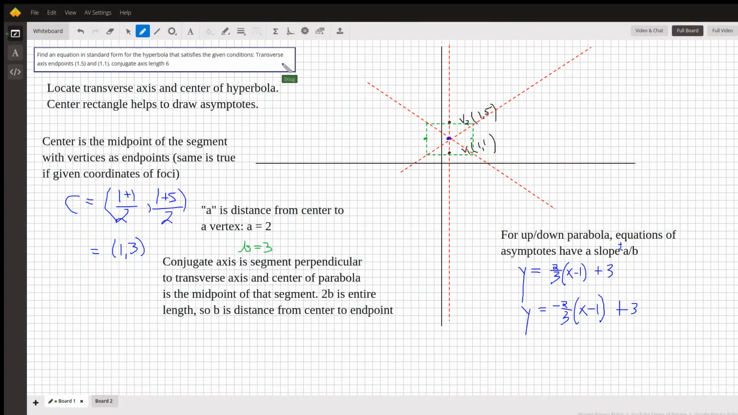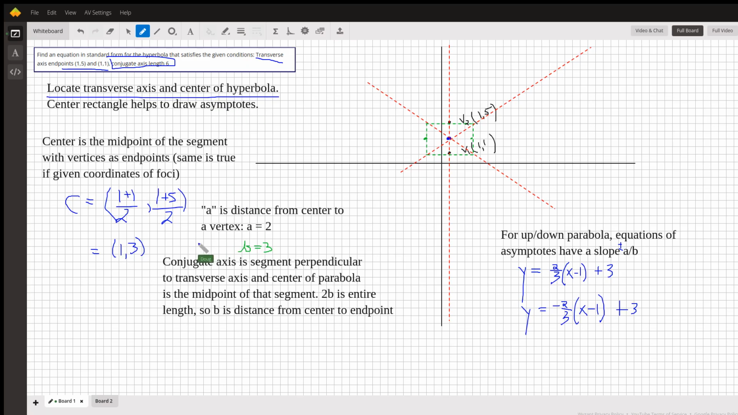Okay, you're given the coordinates of the endpoints of the transverse axis for a hyperbola and the length of the conjugate axis. You have to come up with the equation of that hyperbola. One of the first things you want to do is to locate the transverse axis and the center of the hyperbola. So if you plot the vertices, here's (1, 5) and (1, 1), the transverse axis passes through the vertices. So it's a vertical line, which means the hyperbola opens up and down.